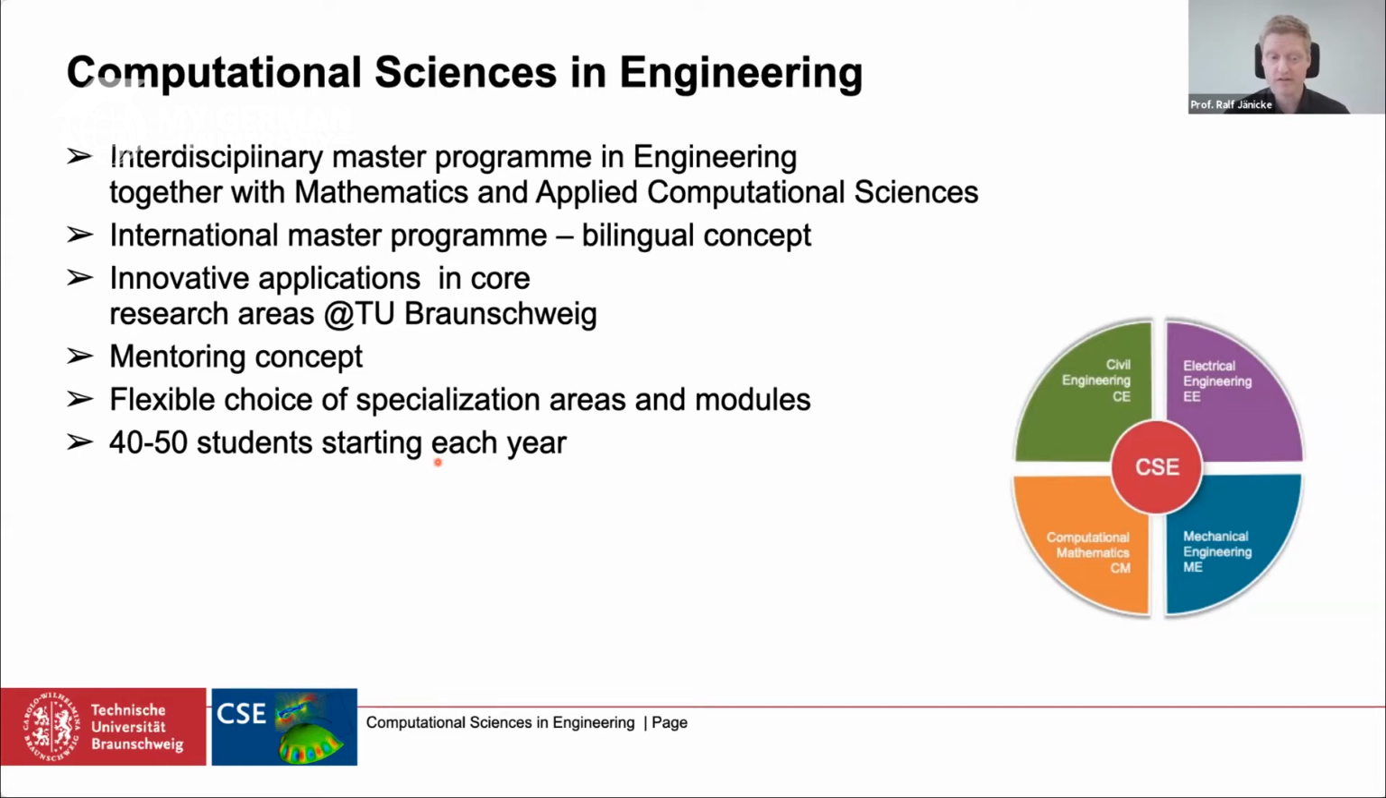Altogether, we have 4 specialization areas according to the 3 engineering disciplines represented here and computational mathematics. And the choices are pretty flexible, which means that one can also pick modules from the different areas, and you can basically develop, within certain constraints, your own program if you like. And finally, typically we have 40 to 50 students starting each year. That means this program is not super big, but I think it's very good to have a very direct relation to the teachers here. That's at least our ambition.